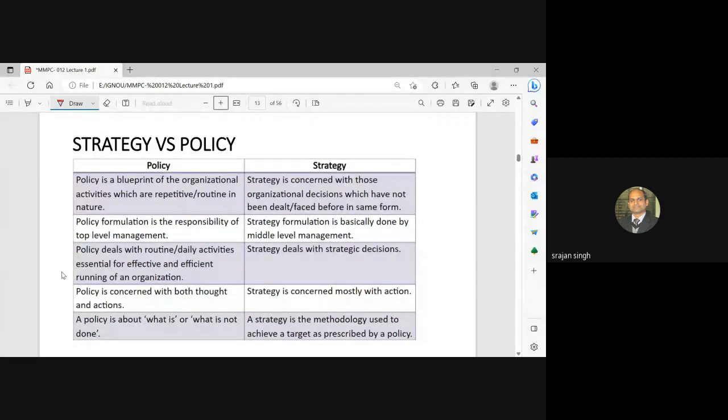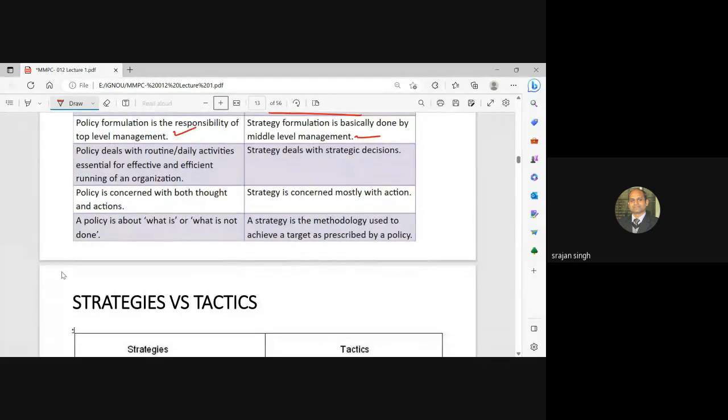Next topic is strategy versus policy. Policy is a blueprint of organizational activities which are repetitive or routine in nature, whereas strategy is concerned with those organizational decisions which have not been dealt with or faced before in the same form. Policy formulation is a responsibility of top-level management. Strategy is formulated, but implemented by middle-level management. Policy deals with routine or daily activities essential for effective running of an organization, whereas strategy deals with strategic decisions. Policy is concerned with both thought and actions, and strategy mostly with actions, meaning mostly with implementation. A policy is about what is or is not done. A strategy is the methodology used to achieve the target as prescribed by a policy.